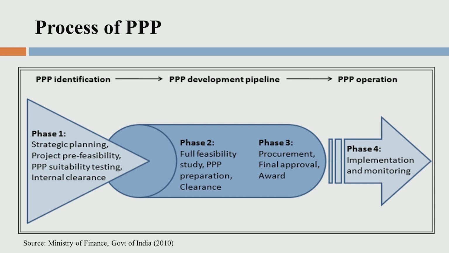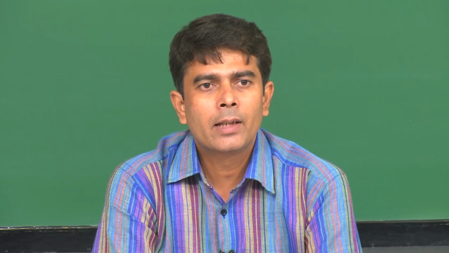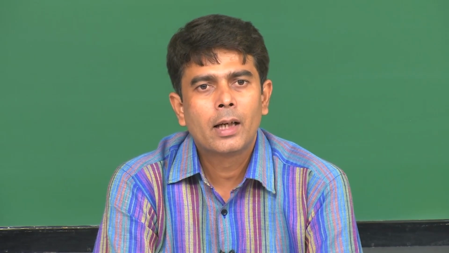Phase 1 involves the strategic planning, project pre-feasibility, PPP suitability testing, and the internal clearance. This is the first phase of having the public-private partnership. The second phase is again having the feasibility, but that feasibility study is at a very large level, full level. At the same time, public-private partnership preparation and then clearance. In the third phase, procurement, final approval and award, and the last phase, phase 4, is the implementation and monitoring of the public-private partnership. So, the entire process of public-private partnership may be again identified as the public-private partnership identification, then public-private partnership development pipeline, and the public-private partnership operation.